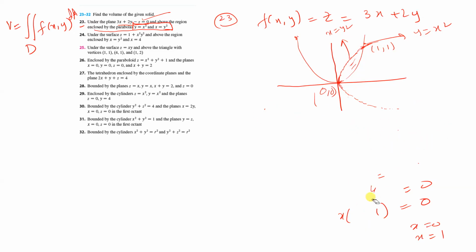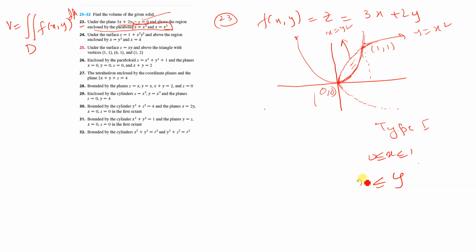Okay, so if we consider type 1, then x lies between 0 and 1. And y is bounded below by this curve, and this curve is y is equal to x square. So y is bounded below by x square, whereas y is bounded above by this curve, and this is the positive branch of this curve. In this branch, we can see that y is positive, that is, this lies above the x-axis. So y is equal to square root of x along this path. So let's write this: y is bounded above by square root of x.